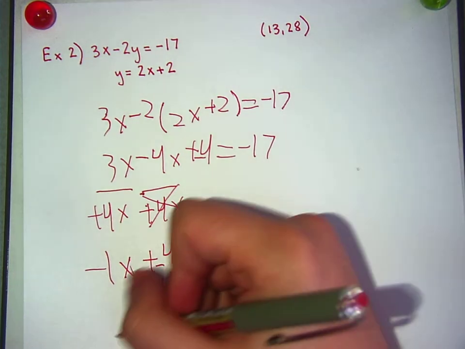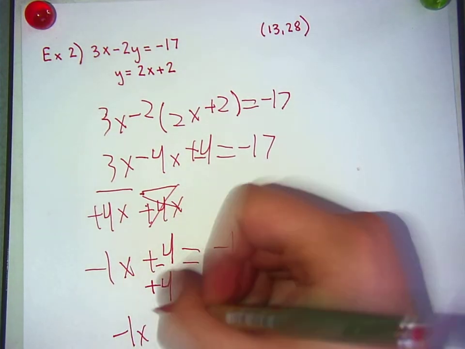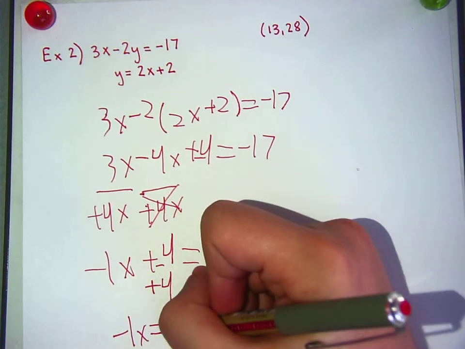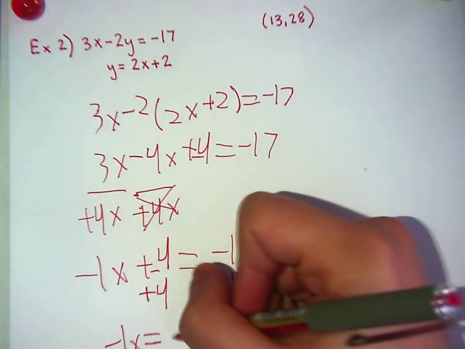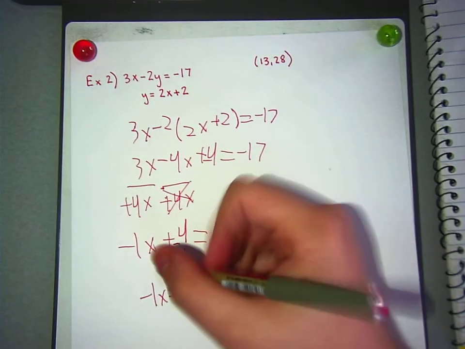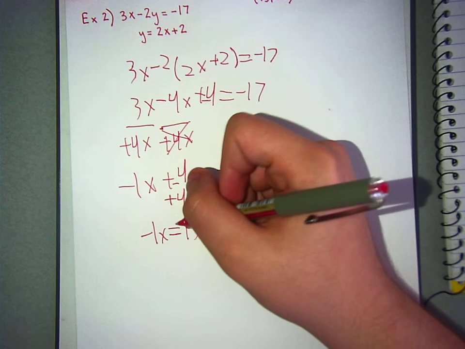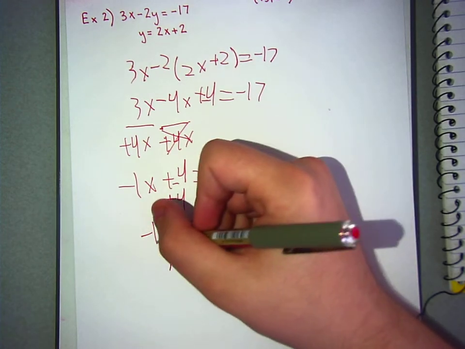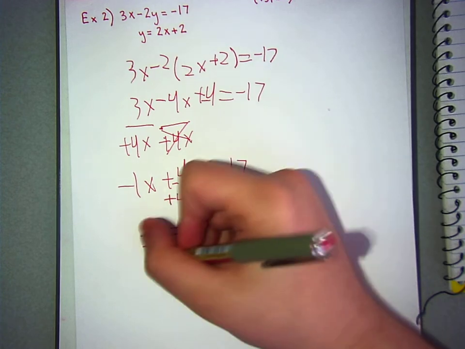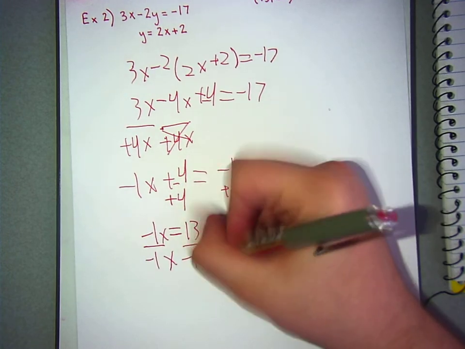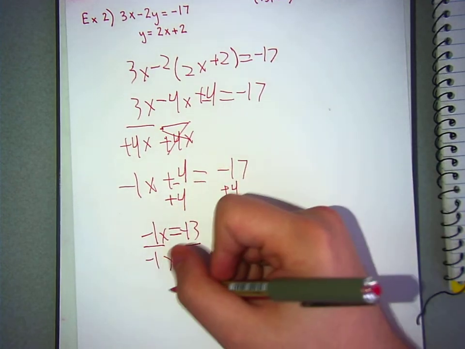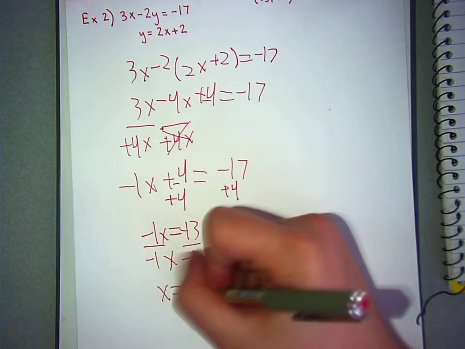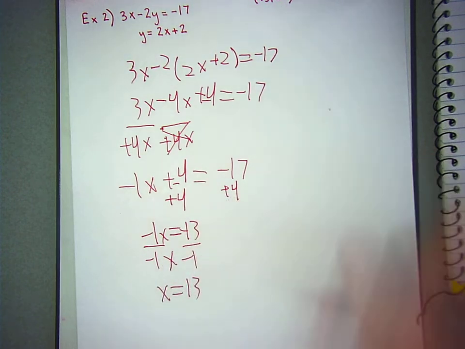Add 4 there, and it'll be -1x plus 0 equals 13. Then you're going to divide by -1. So then x equals 13. Beautiful. All right, now what do you guys do with that 13?